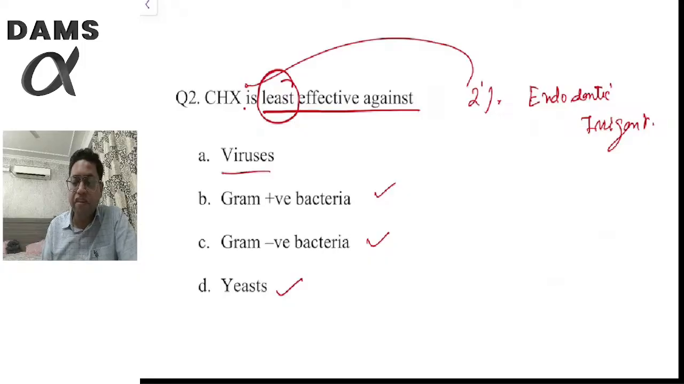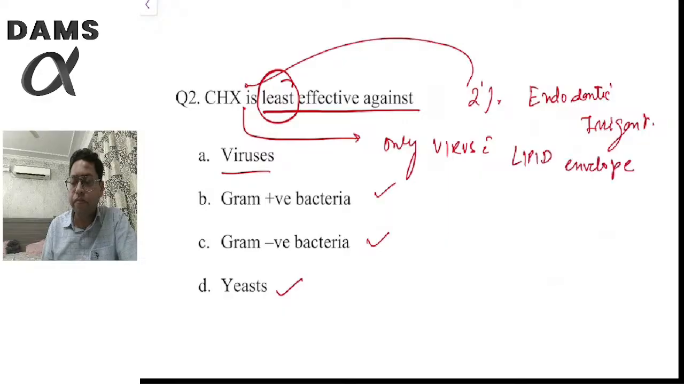And viruses, chlorhexidine is effective against only viruses with lipid envelope. So we can say that chlorhexidine has got a limited efficacy in killing microbes like viruses because they are effective only against the viruses with a lipid envelope. You must remember that viruses can have ribonucleic acid, deoxyribonucleic acid, DNA viruses, RNA viruses. So this chlorhexidine is not effective against DNA and RNA viruses.